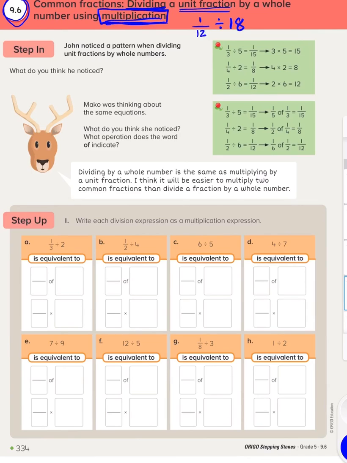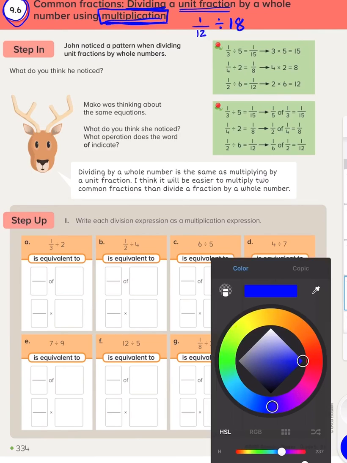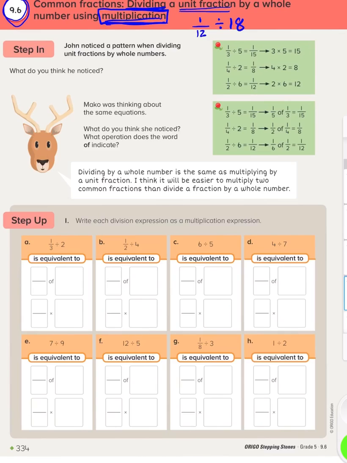And it says, let me change my color real quick. Let me get my highlighter going. Okay, highlighter.